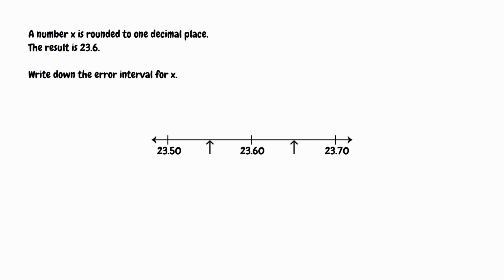So now I'm looking at the value between 23.50 and 23.60. Well, that would be 23.55. And again, the same thing for 23.60 and 23.70. In between those two values, we're going to have 23.65. So we can now write our interval for x with our lower bound of 23.55 and our upper bound of 23.65. Okay, so let's take a look at a few more examples.